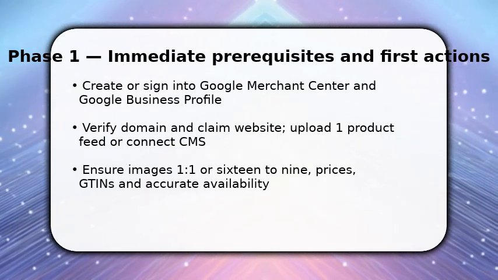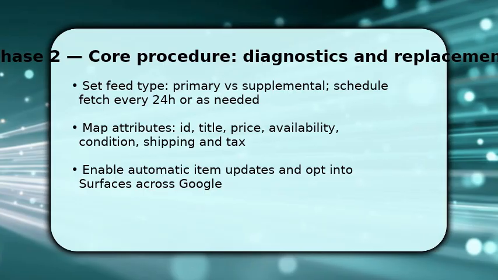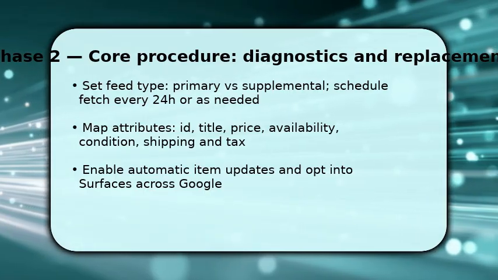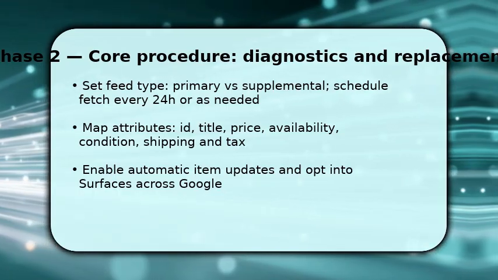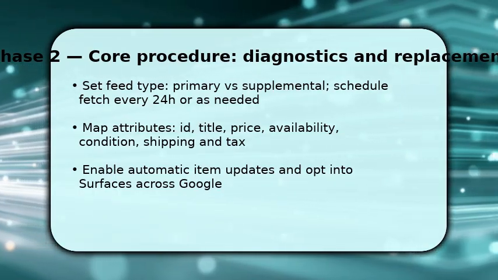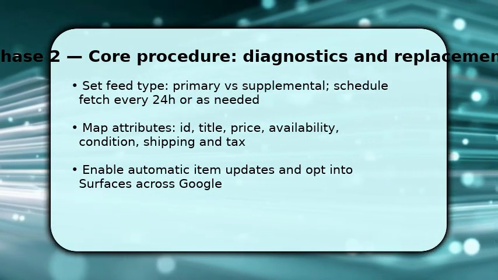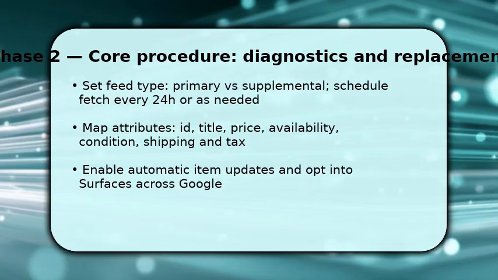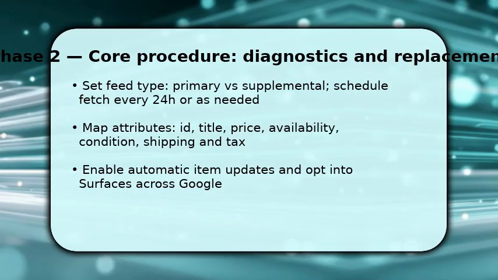You'll now configure feeds and mapping so products actually appear in Google search. Choose primary versus supplemental feed and schedule regular fetches, typically every 24 hours, to keep pricing and stock accurate. Map required attributes, ID, title, price, availability, shipping, and tax, and add GTIN where available. This improves visibility and reduces disapprovals.